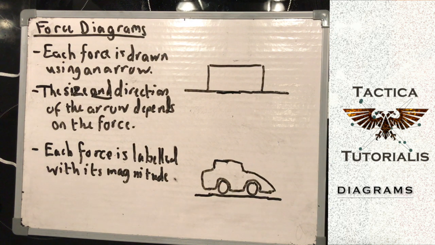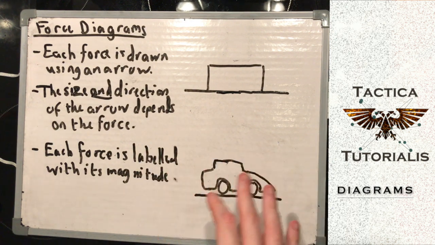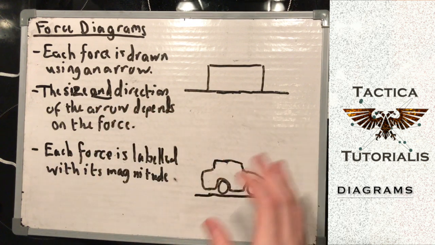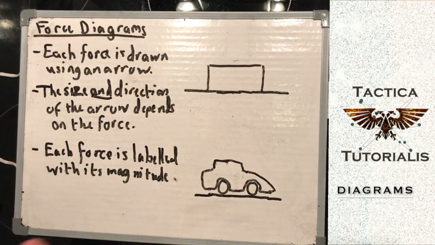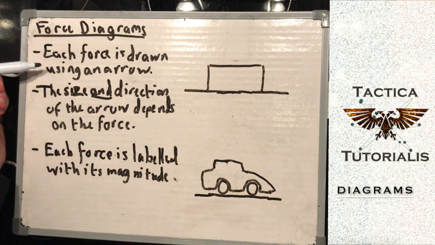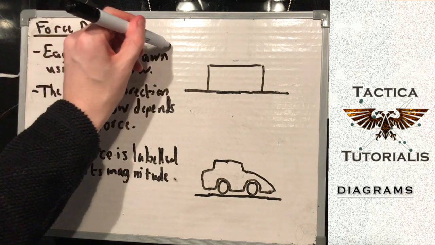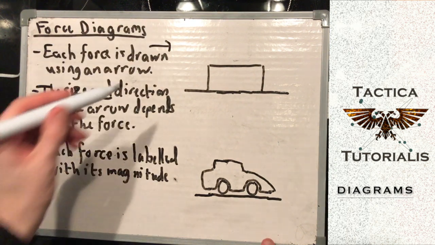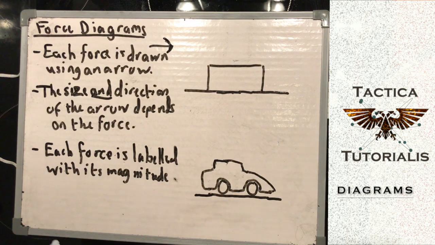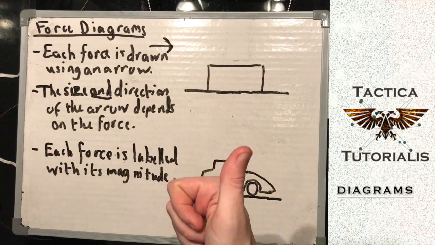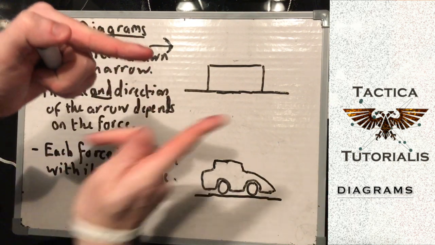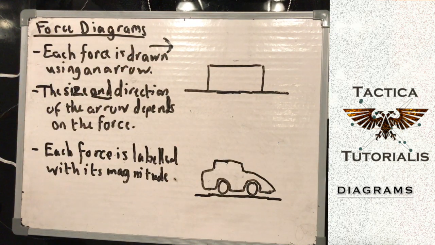So, force diagrams, these are what you do very often. You sometimes see them called free body diagrams in exams, but they work pretty much the same way. When you're drawing forces and labeling and demonstrating that forces are there, you draw them using an arrow. For example, this. The size of that arrow and the direction it points in will depend on the force. So if you have a big force, you draw a big arrow. If that force is to the right, you draw an arrow to the right, and so on and so forth.